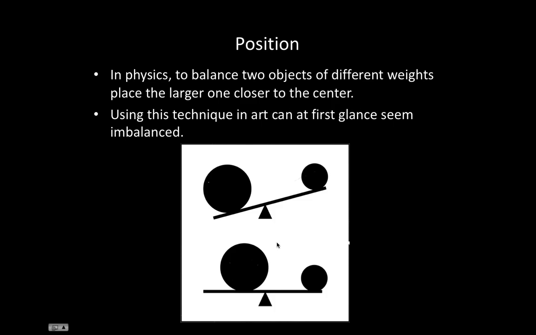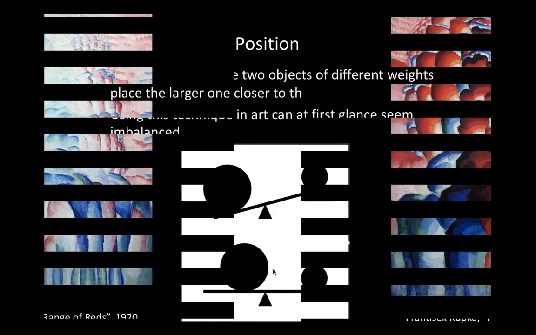Position. If something's closer to the middle, it's lighter weight than something that's far to the side. Just like in physics, which you can see here, the object off to the side is heavy, and this one is not so heavy, just because of its position. And you can see the same thing happens in art.